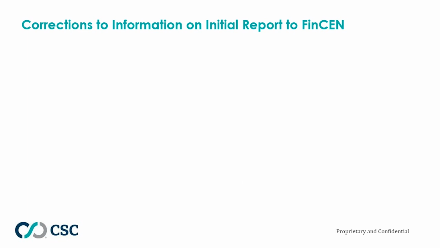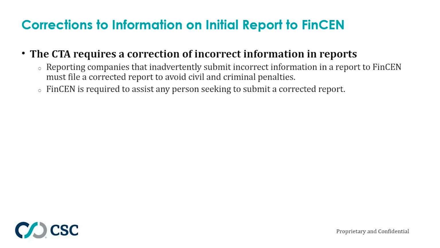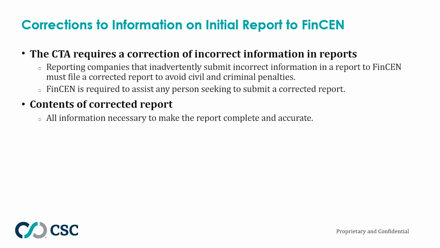And it's not just changes to information that have to be reported. If the initial report contained incorrect information, the Act requires the reporting company to correct that information as soon as possible, and actually has strict deadlines for making those corrections. So the Act is going to require correction of any incorrect information in the reports. If a company inadvertently submitted incorrect information, it must file a corrected report or it could face civil and criminal penalties. Moreover, FinCEN is required to assist any person that wants to submit a corrected report, but there are strict deadlines involved in doing so.